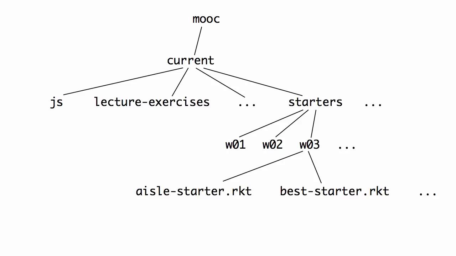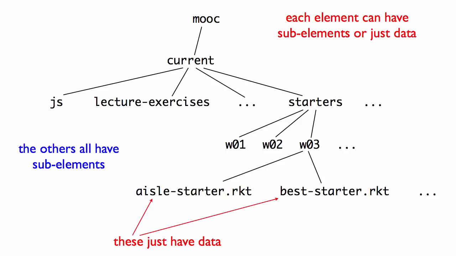What I'm going to say about this tree, or this model of an arbitrary arity tree, is that each element can have sub-elements. So for example, MOOC has a sub-element or a subfolder current, and current has a number of subfolders, and starters has subfolders. But IL starter just has data. It's a file that just has data. And to simplify things for now, we're going to say that the only data it can have is just a single integer. We're not going to model storing the actual contents of the files in here.